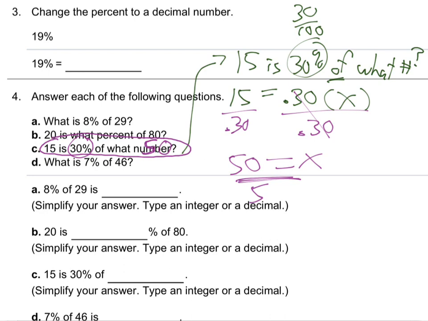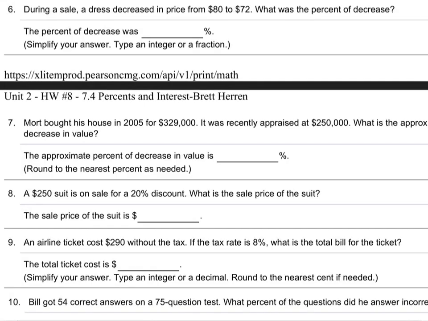All right. And D will be easy. I'm going to move on. So number 6. Okay, during a sale, a dress decreased in price from $80 to $72. What was the percent of the decrease? Can you figure that one out? Yeah, try that. Tell me your thoughts.